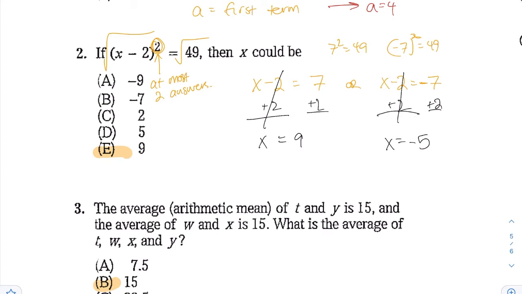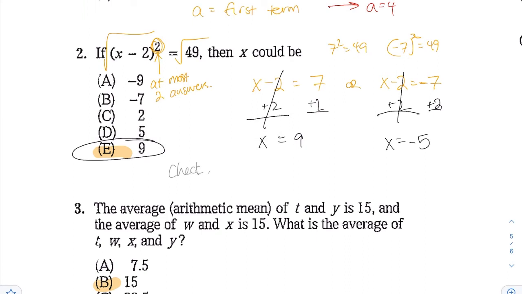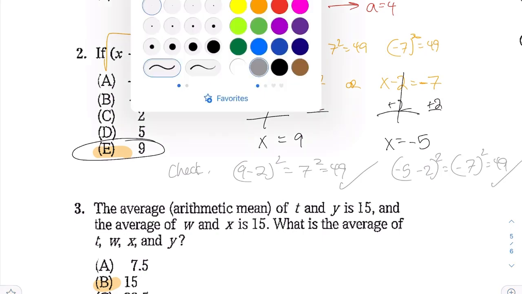I don't see negative 5 as an answer choice, but I do see 9 in choice E, so that has to be the answer. Now, normally you always want to double check and make sure that you're not doing anything that's illegal in math, like doing the square root of a negative number. And in this case, if you check 9 minus 2 squared, that is equal to 7 squared, which is 49. And if you check negative 5, substitute that in, you'll get negative 7 in parentheses squared, which is also equal to positive 49. So both of these check out.